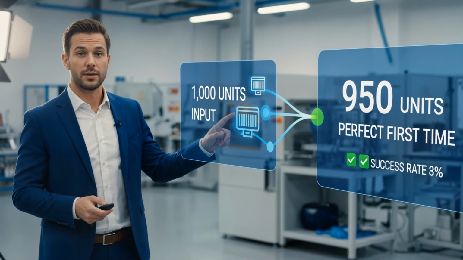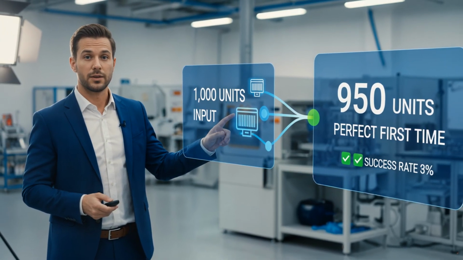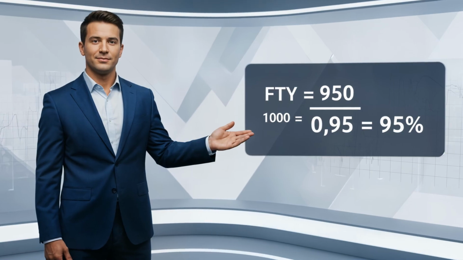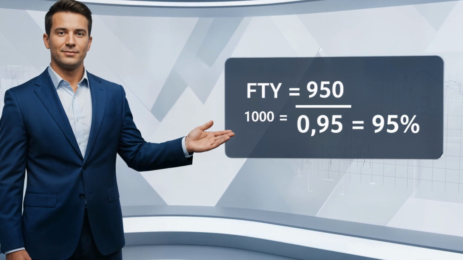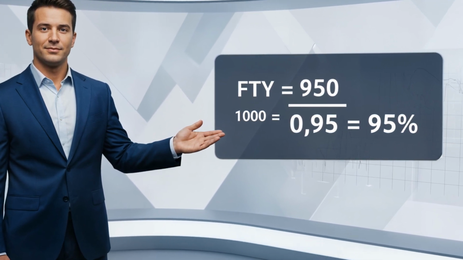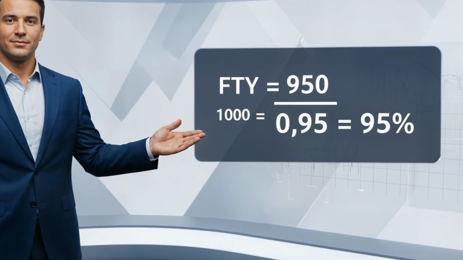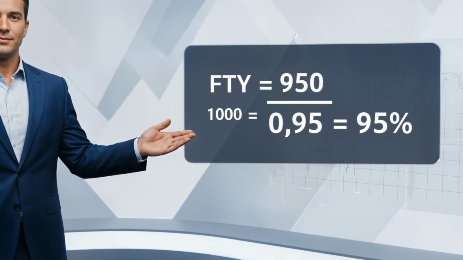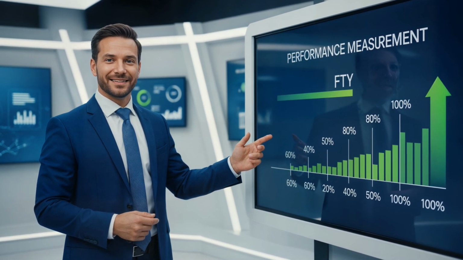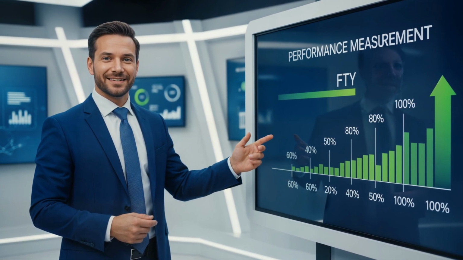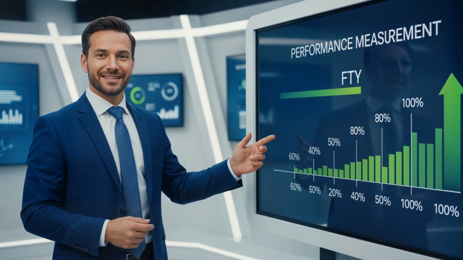Say we input 1,000 units into our process, and 950 of them come out perfect on the first try. Plugging this into our formula, we get FTY equals 950 divided by 1000 equals 0.95, or 95%. This means 95% of our units are coming out right the first time. Not bad. But remember, with FTY, higher is better. If we can push this closer to 100%, we're looking at a seriously efficient process. It's all about maximizing that first-time success.